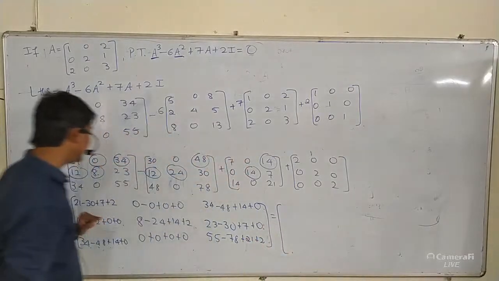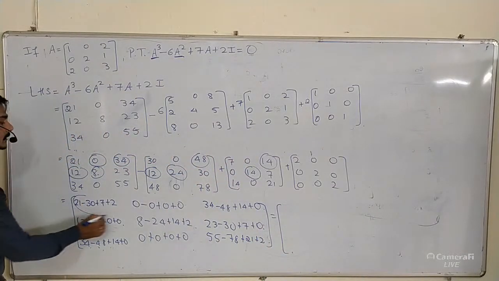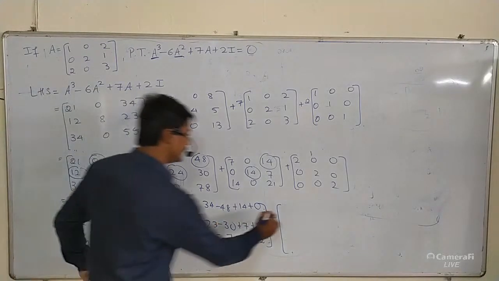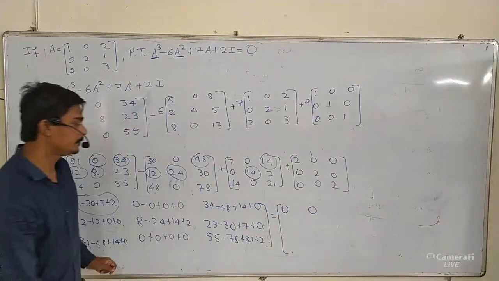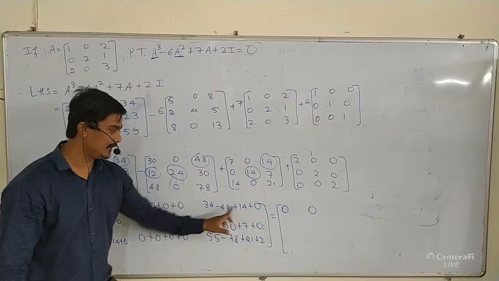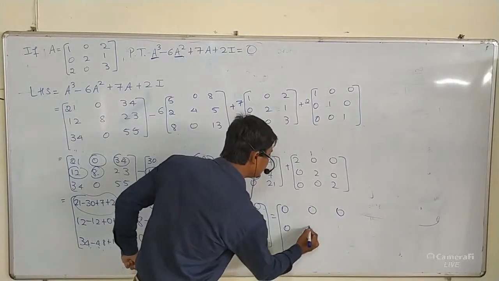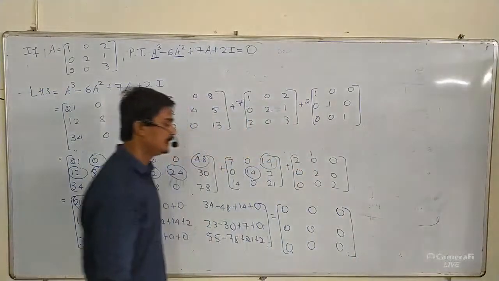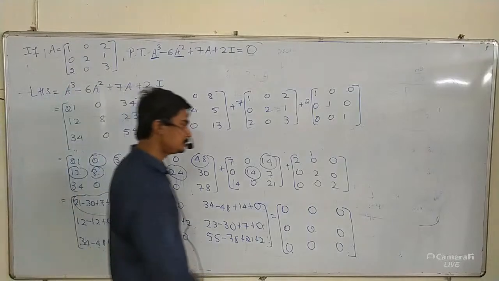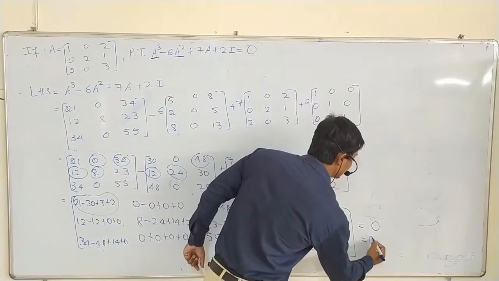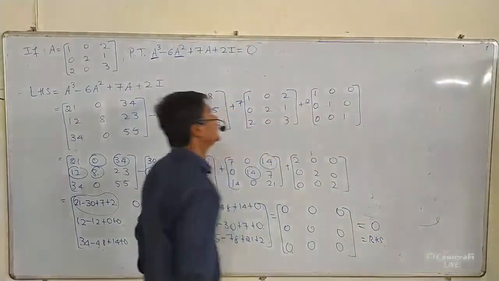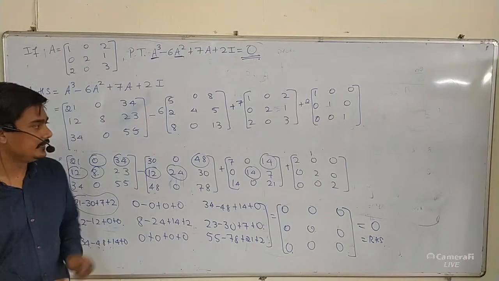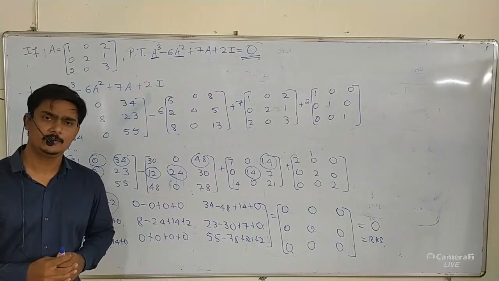Now let us simplify each term. On simplification, the first term will become what? 21 plus 7 plus 2 is 30, minus 30 is 0. Second term is 0. 34 plus 14 is 48, minus 48, 0. Thus when you go on simplifying each term, you get all the elements of the resultant matrix as 0. So this is nothing but our right hand side. In the right hand side we wanted the 0 matrix, and we have obtained the 0 matrix. This is how we show that LHS is equal to RHS.